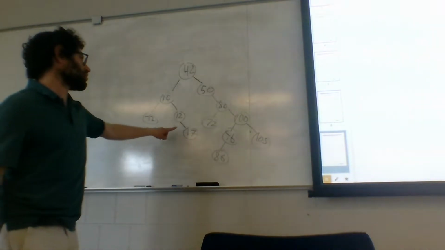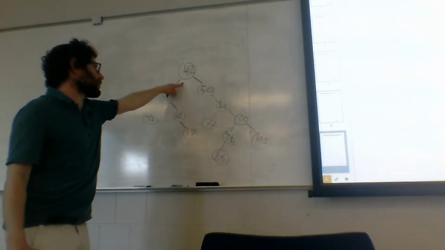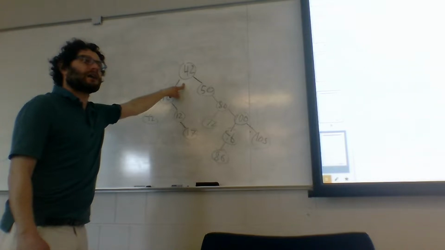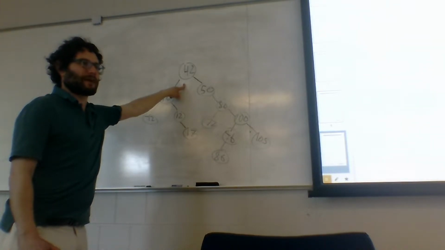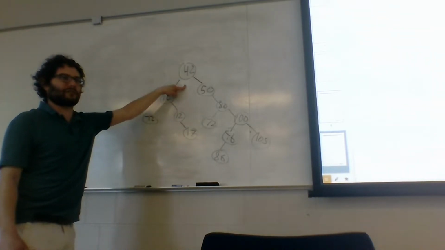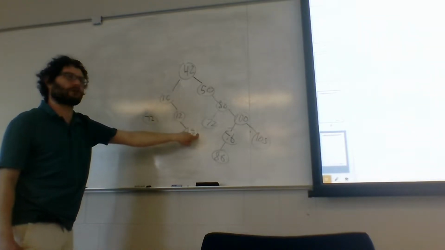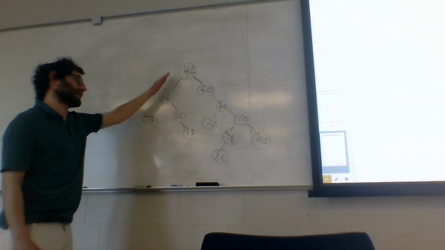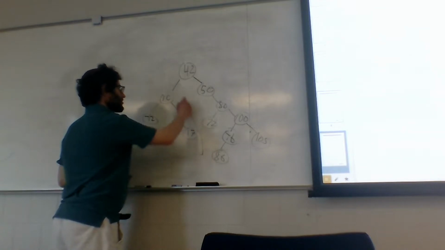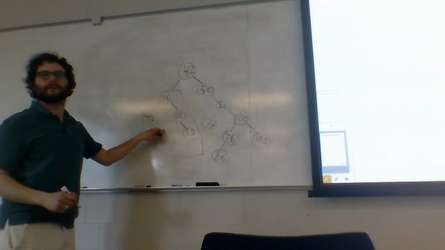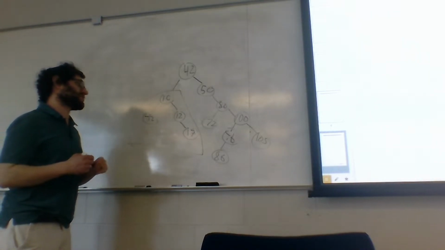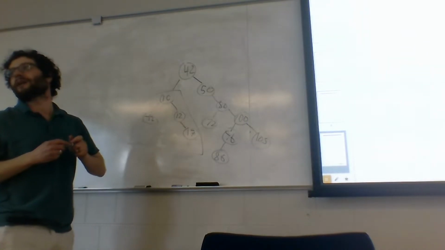Okay, so the first thing we have to do is remove 42. First we have to find the biggest item that's smaller than it, which is our in-order predecessor, which is 17. How do I know that? You find your in-order predecessor by going one to the left and then all the way to the right. Remember, this subtree over here contains all the items that are smaller than 42. So it stands to reason that the biggest thing is going to be the thing that's all the way to the right.